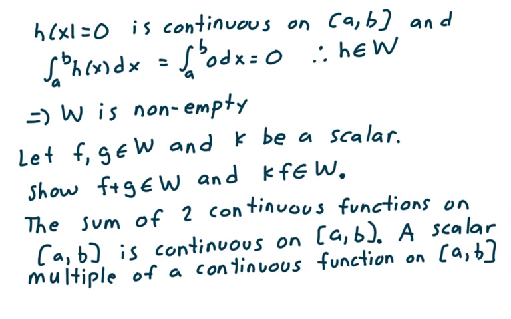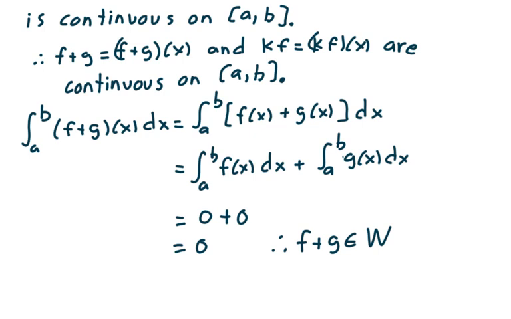The sum of two continuous functions on the closed interval a to b is continuous on the closed interval a to b. So we can state that from calculus. A scalar multiple of a continuous function on the closed interval a to b is continuous on the closed interval a to b, and that's also from calculus. And so, therefore, f plus g and kf are continuous on the closed interval a to b.